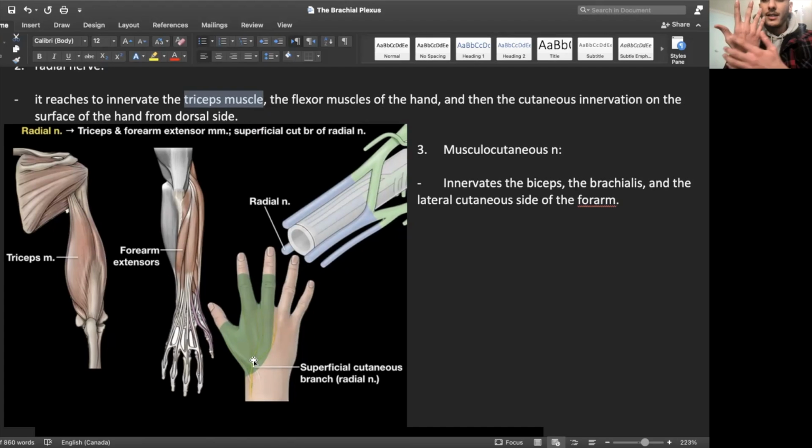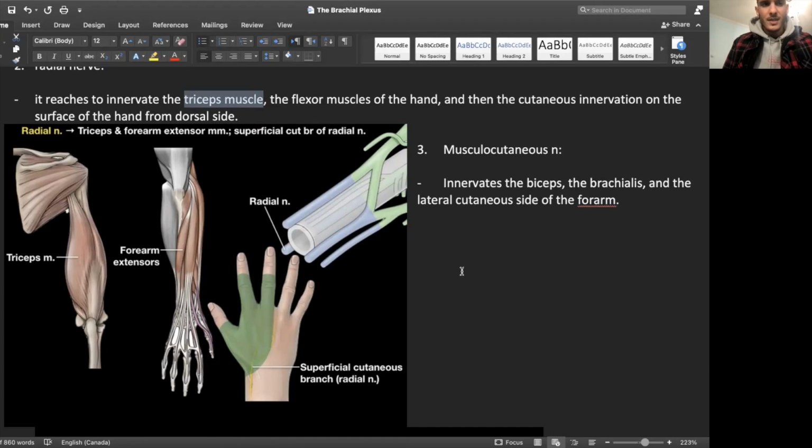And so it innervates part of the thumb, the index finger, and the middle finger, but the tips of those three are not innervated by the radial nerve. Okay, so just note that the radial nerve cutaneous innervation is this part right here that is in dark.